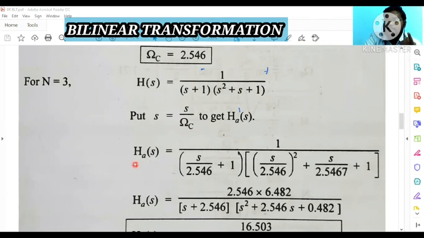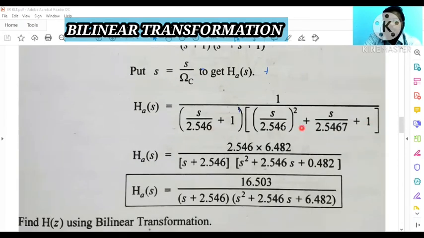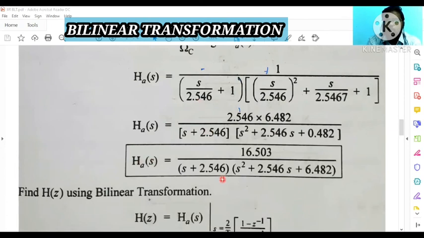Now I will get Ha(s), that is the analog system transfer function. Ha(s) is equal to 1 divided by, instead of s I substitute s by 2.546, plus 1. Here the second product term is s square, no? So (s by 2.546) whole square plus (s by 2.546) plus 1. Now you simplify this transfer function. So you can get the square term, isn't it? 16.503 divided by (s plus 2.546) into (s square plus 2.546s plus 6.4841). So you just simplify it.